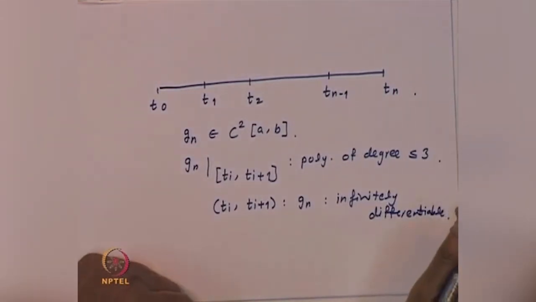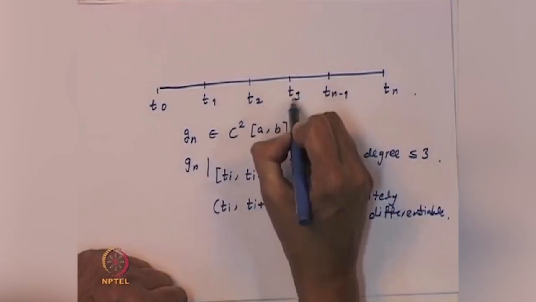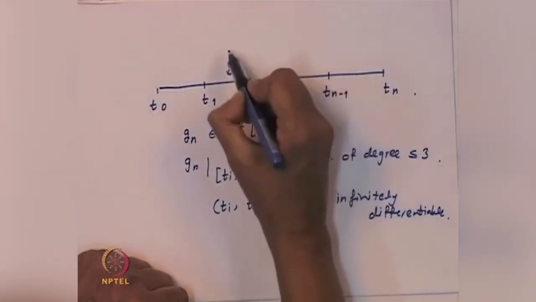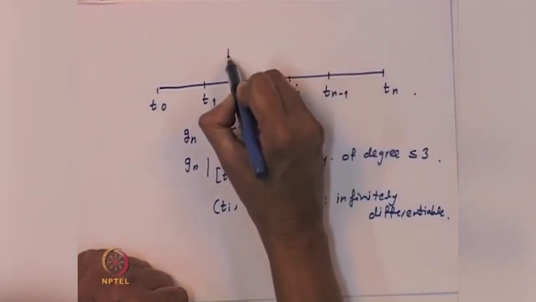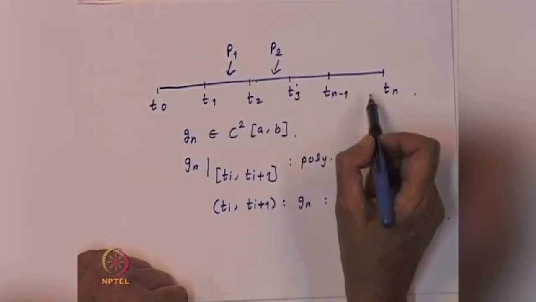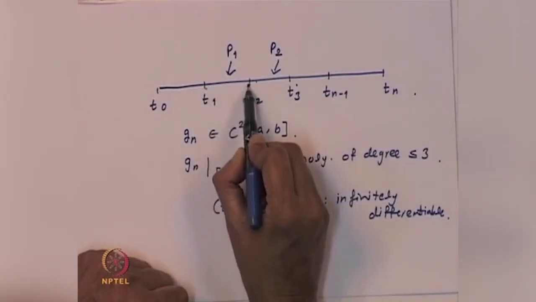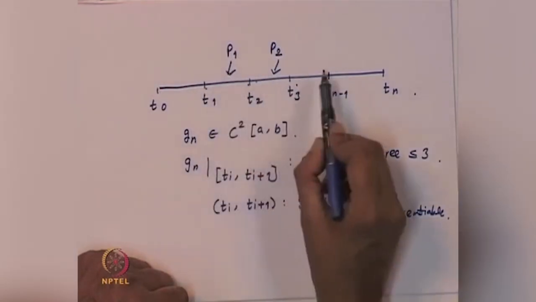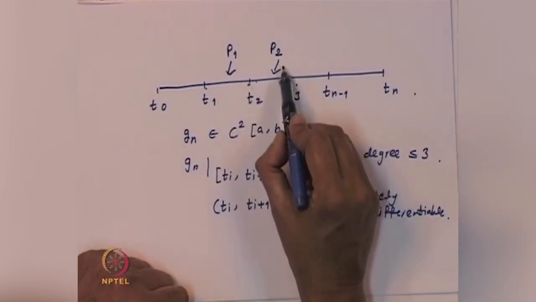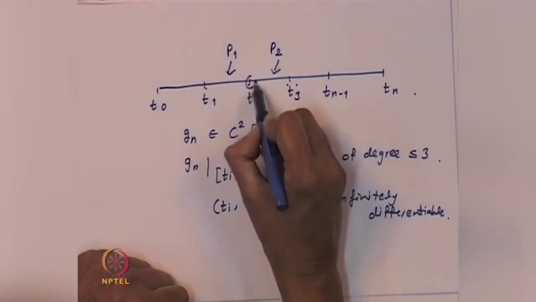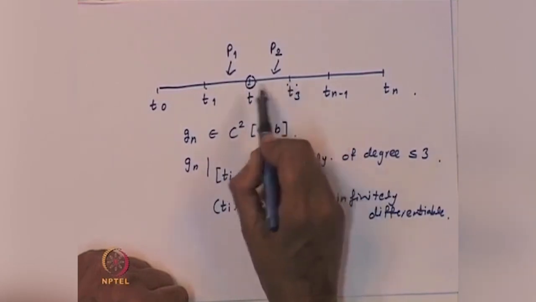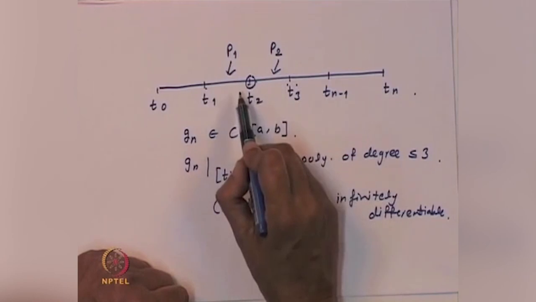It being a polynomial, when you look at, say, the intervals T1 to T2 and T2 to T3, here we have one cubic polynomial, say P1, and here you have another cubic polynomial P2. So, on the open interval T1 to T2, P1 is infinitely many times differentiable. On the open interval T2 to T3, P2 is infinitely many times differentiable. The problem is the partition point T2, where we are joining the two polynomials together.